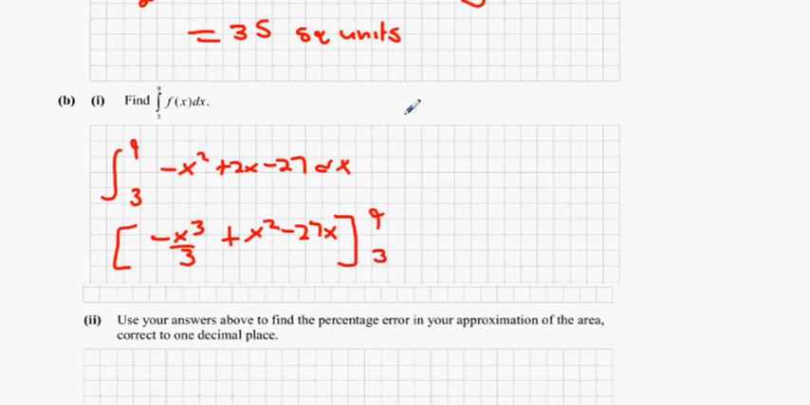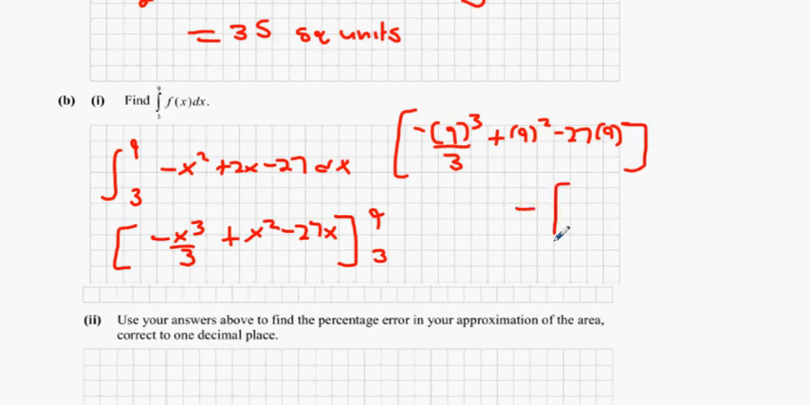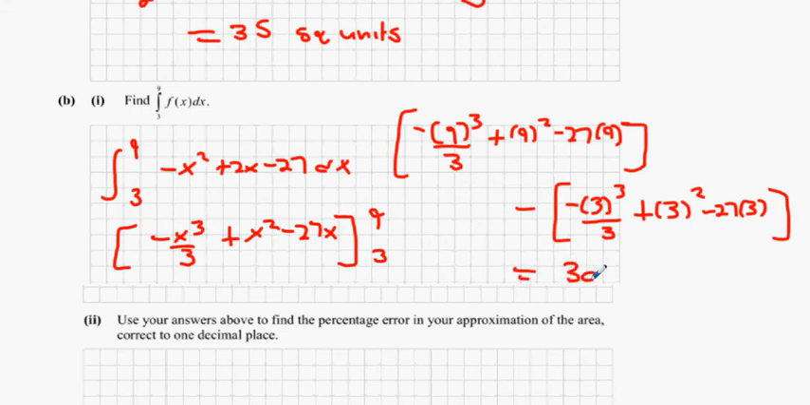Which is equivalent to saying minus 9 cubed over 3 plus 9 squared minus 27 times 9, close bracket. And then we take away from that the bracket: minus 3 cubed over 3 plus 3 squared minus 27 times 3. Put that into the calculator, and we get 36 square units.